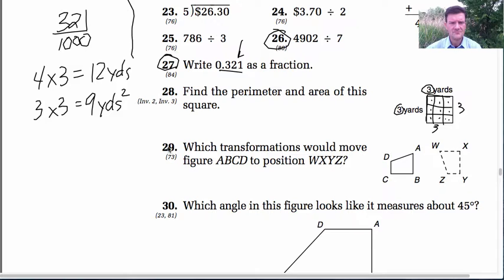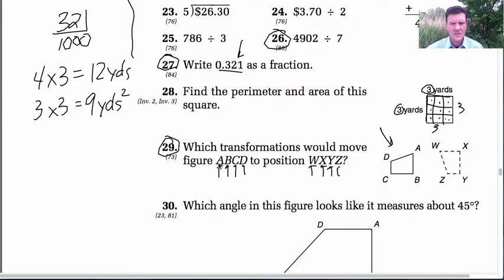Okay? 29. Which transformations would move figure ABCD to position WXYZ? So it looks like if you took this particular shape, ABCD, and you want to move it to WXYZ. By the way, they're all named in the same order here. So A corresponds to W. B corresponds to X. C to Y, and D to Z. So you could just follow one of the pairings.